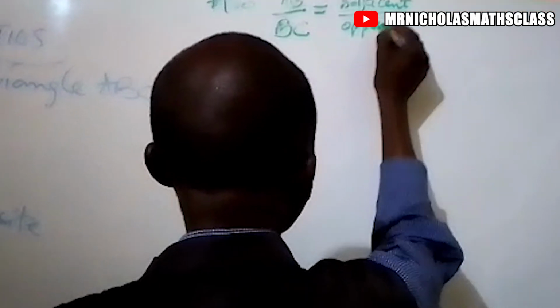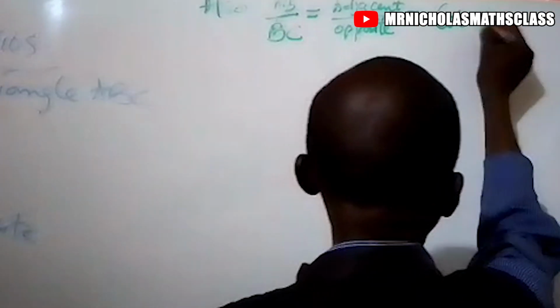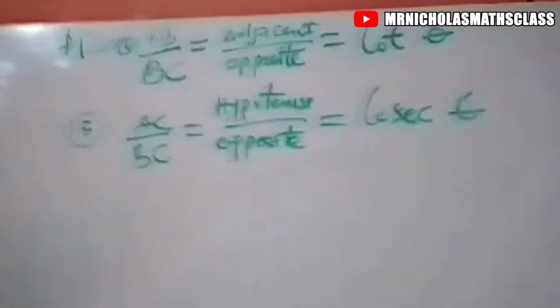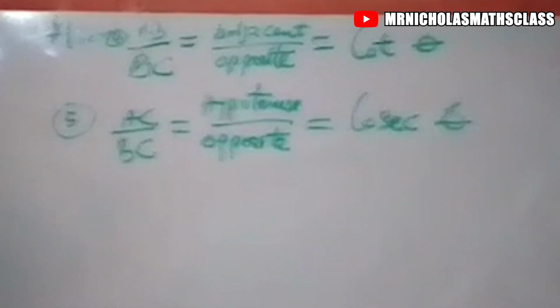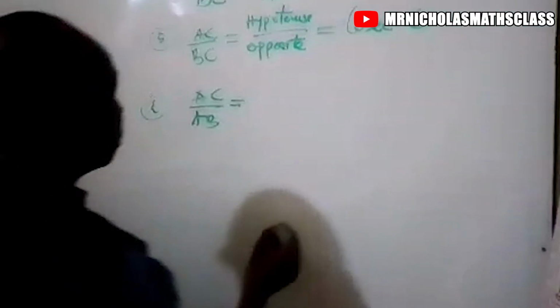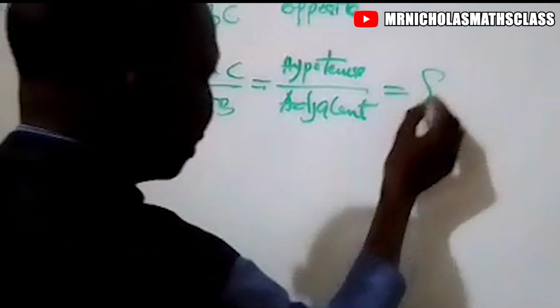In the same triangle we have AB over BC, adjacent over opposite, is equal to cot theta. AC over BC, hypotenuse over opposite, that is cosec theta. Then number 6, we have AC over AB. This one will give me hypotenuse over adjacent. This one will give me secant.